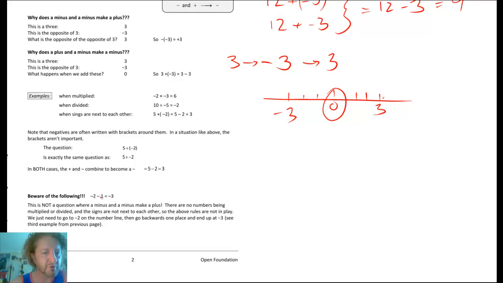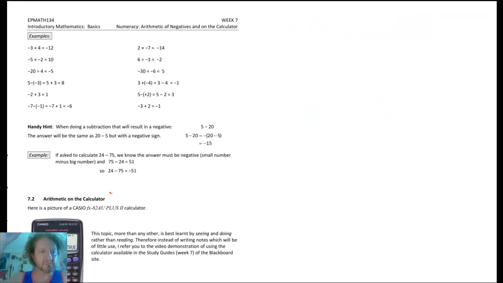These two numbers are not multiplying, they're not dividing, and those signs are not next to each other. That's just me walking back 2 steps, walking back another step. I've walked back 3 steps. So there's some examples here, and they're examples of exactly what we've just done.